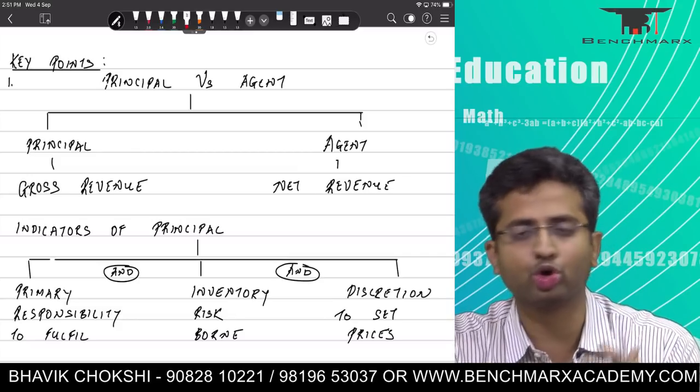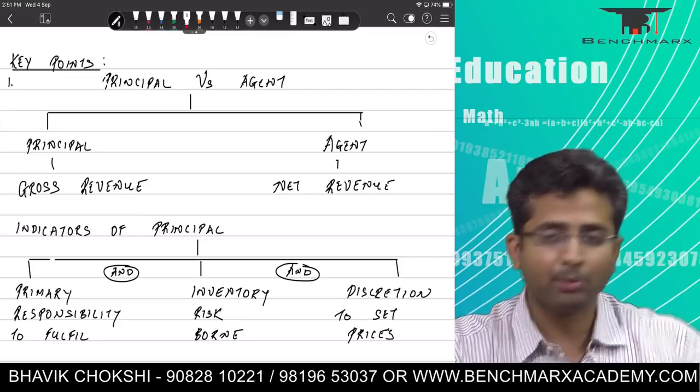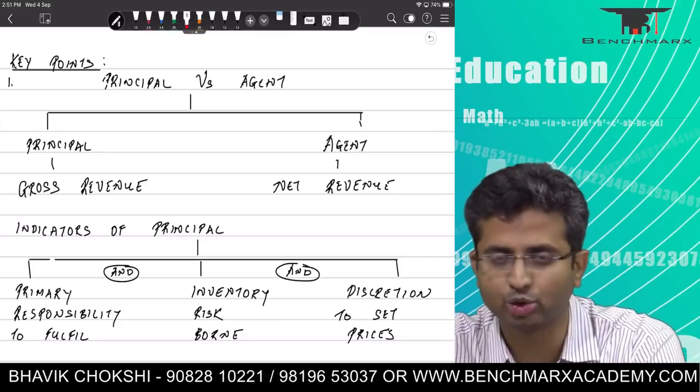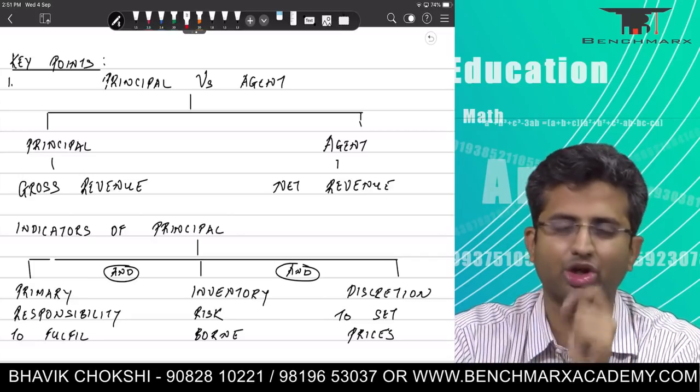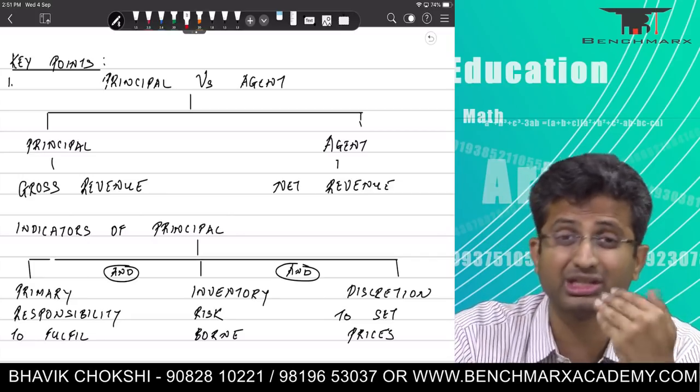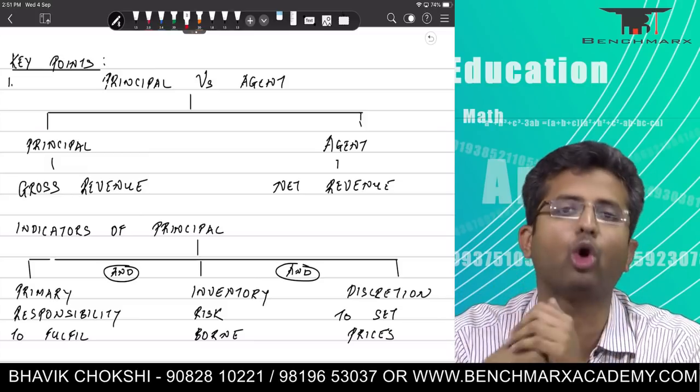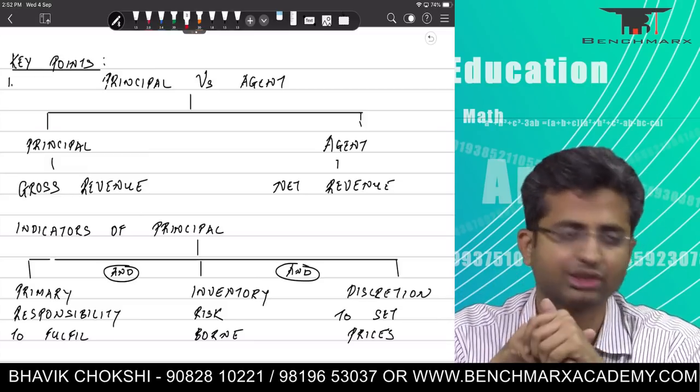So if you go to a bookstore to buy a book, the bookstore is not the publisher. He will buy the book from somewhere and he will sell you the book. But he will not just recognize the gross profit as his margin. Why? Because he's selling the book to you as a principal. He will give you the invoice for the entire book in his own name. And hence he's acting as a principal.